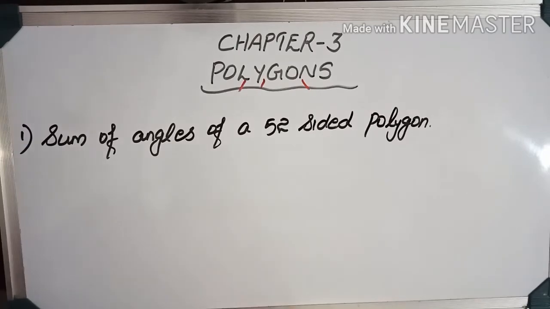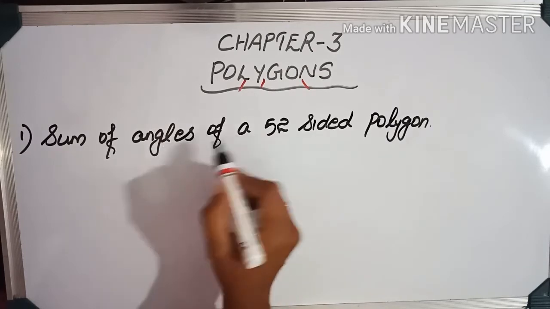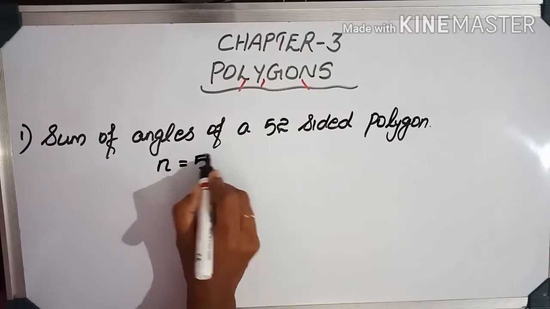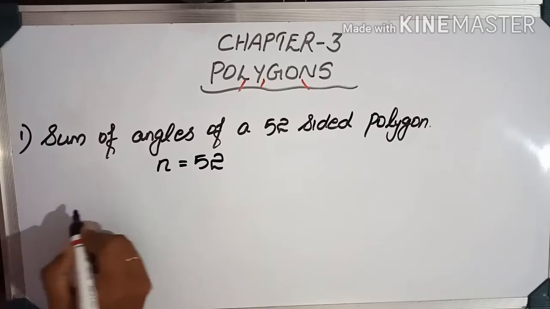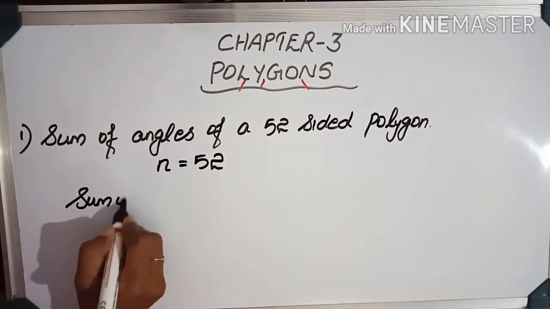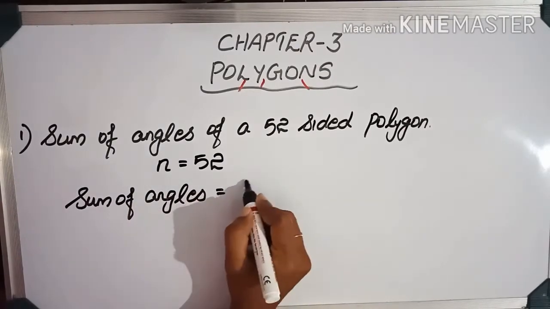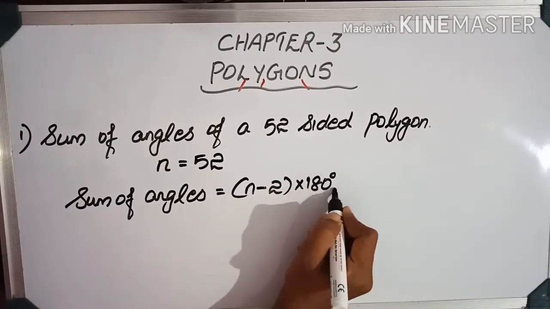Page number 49, first question. What is the sum of the angles of a 52 sided polygon? So here we have to find the sum of angles. The number of sides given is 52, that means n equals 52. Next we have to write the equation for the sum of angles. The very important equation is (n minus 2) into 180 degrees.